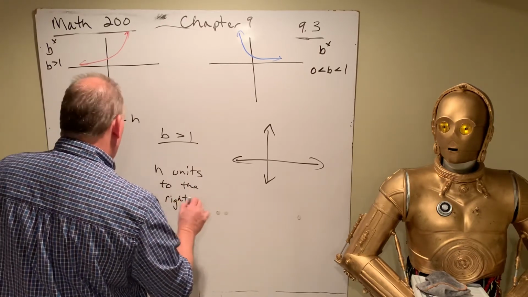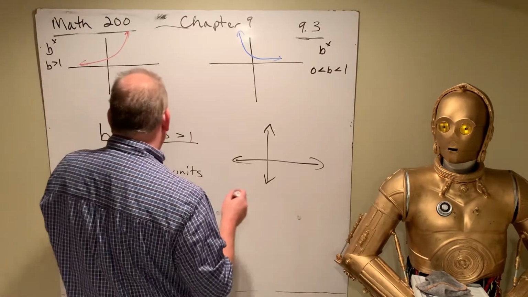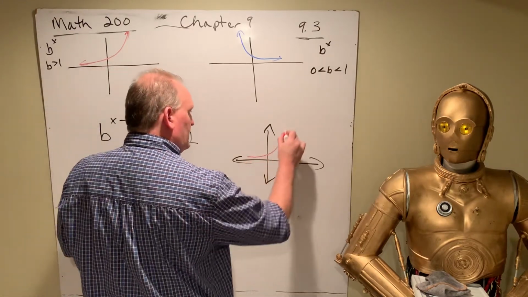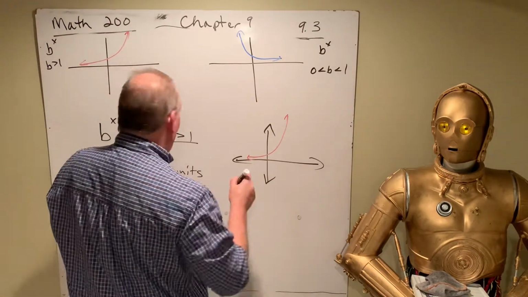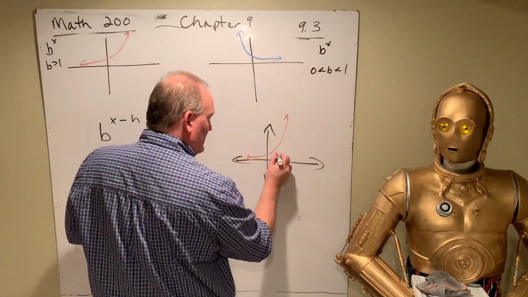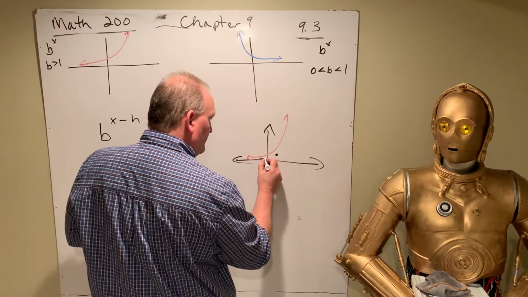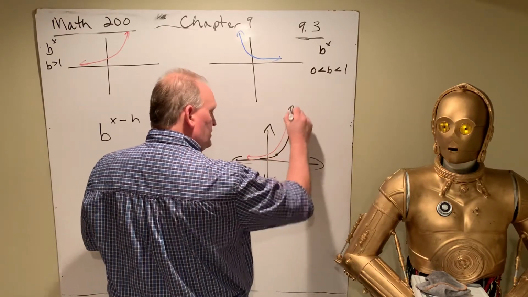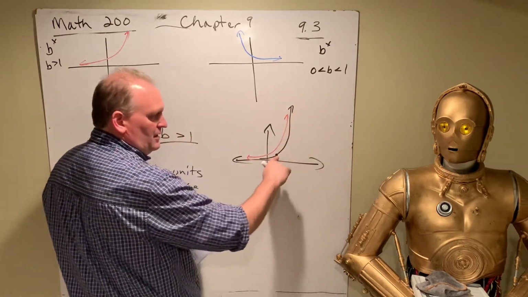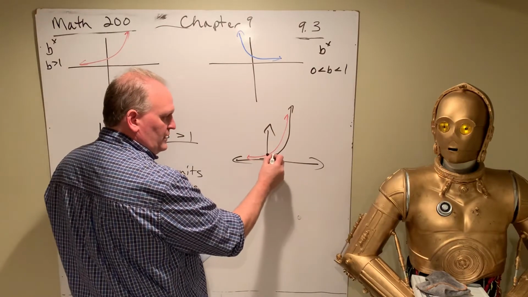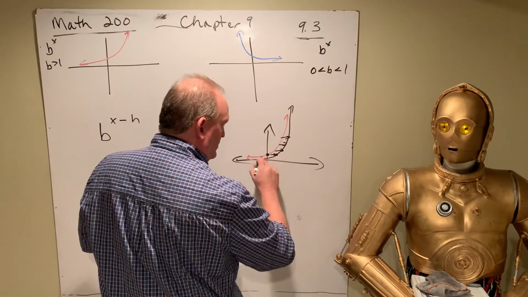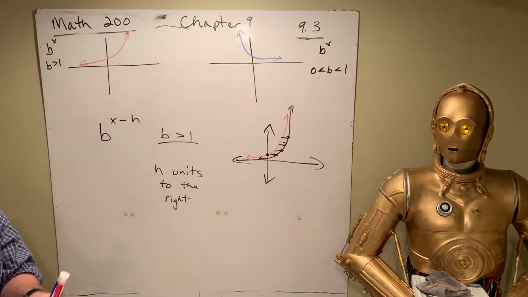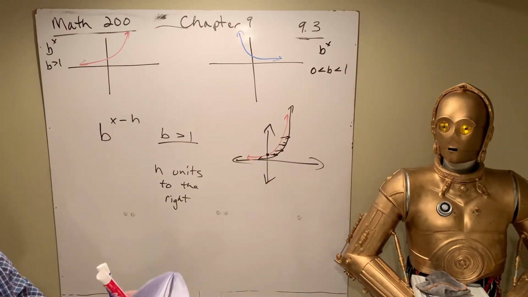So here, let me show you what I mean. The normal exponential growth looks like this. But let's say h was equal to 1. A -1 would actually take the whole curve 1 to the right. So it's not steeper, it's just that this point moved over and this point over and this point over and this point over. They're just all slid over 1 to the right. All right.